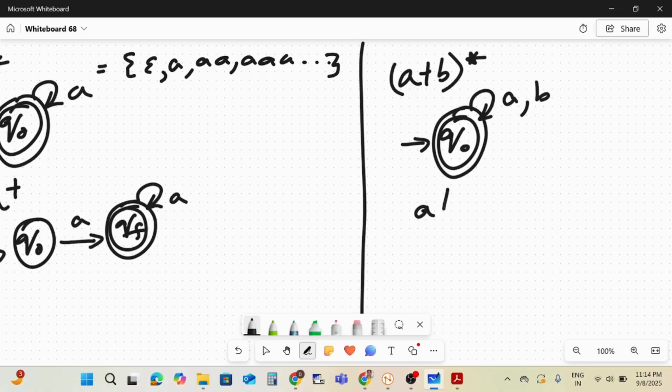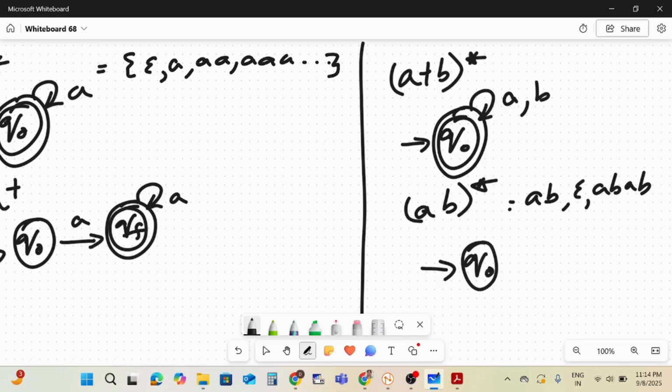Similarly, if you want to represent (AB) the whole star, the pattern would be AB. The empty string is accepted, AB also, AB, AB should go to a final state. So how do we write this? Q0, with A goes to a non-final state, let's take it as Q1, and with B it comes back to the final state. The initial state will be the final state, so the empty string will be accepted. Next, A will go to Q1, and AB will come back to the Q0 state. So it will take an input like the AB, AB, AB pattern.